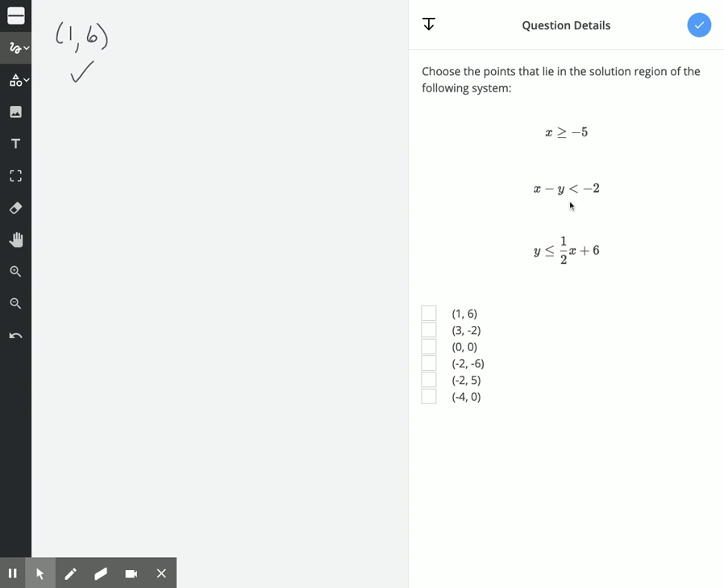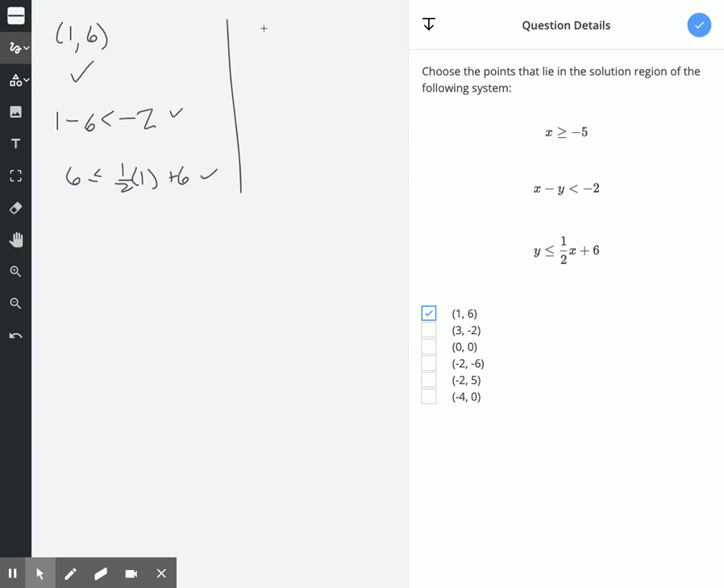If I plug it in here, is 1 minus 6 less than -2? Well, -5, so that works, okay. And then if I put a 6 over here, is that less than or equal to half of 1 plus 6? Well, that's 6, and any positive number is going to be. So it's check. And FYI for your test, we're going to make sure that you're not dealing with so many decimals over here. So that's the first one.